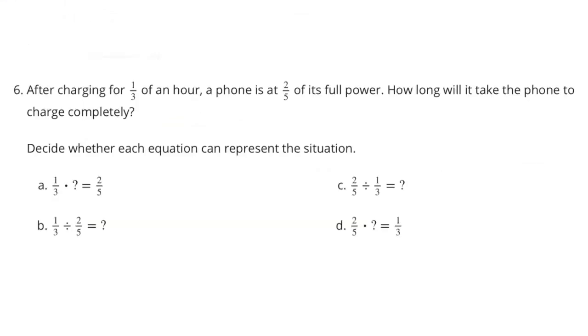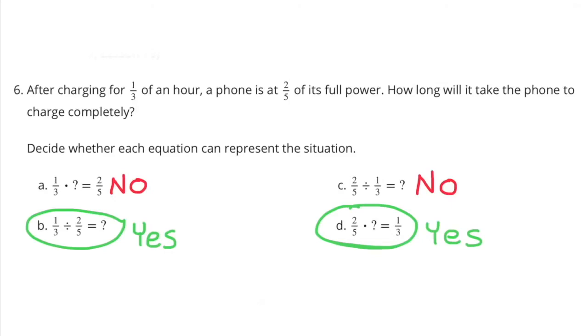Number 6. After charging for 1/3 of an hour, a phone is at 2/5 of its full power. How long will it take the phone to charge completely? Decide whether each equation can represent the situation. I've narrowed it down to these two. B. 1/3 divided by 2/5 equals what number? And D. 2/5 of what number equals 1/3?